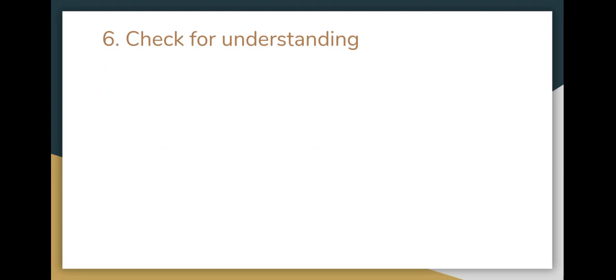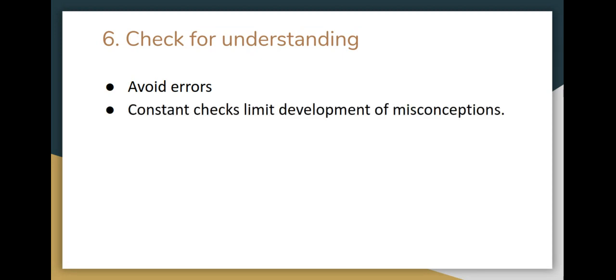Tip 6 is to check for students' understanding often. Checking understanding at each point can help students understand and learn the material with fewer errors. You could give students plenty of practice, but if you don't know how many are getting answers correct, then you won't know when they are ready for independent activities. Constant checks limit the development of misconceptions.